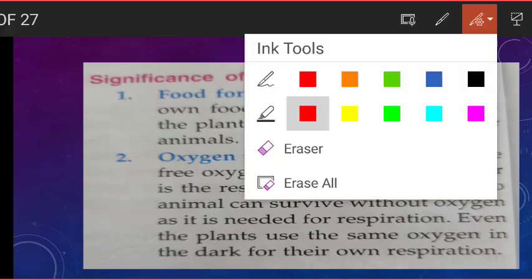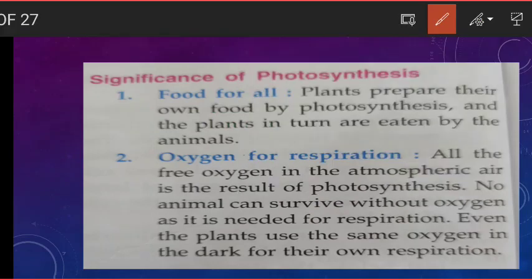Now next is the significance of photosynthesis, meaning the importance. What is the importance of photosynthesis? First, it provides food to all living organisms, and second, it gives oxygen, which is very important for respiration. First is food for all. Plants prepare their own food by which process? Photosynthesis, and the plants in turn are eaten by animals.